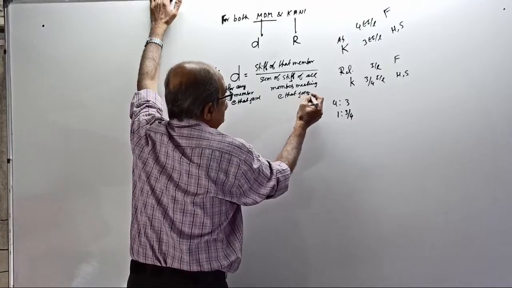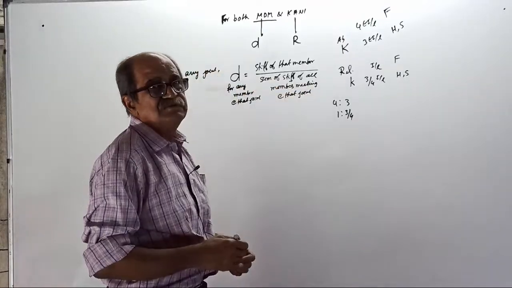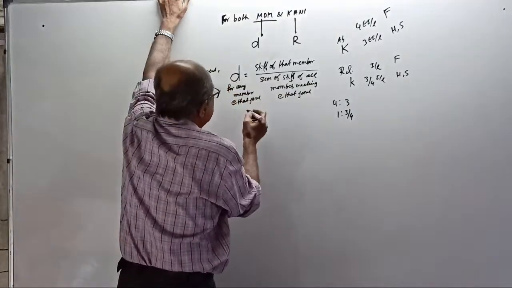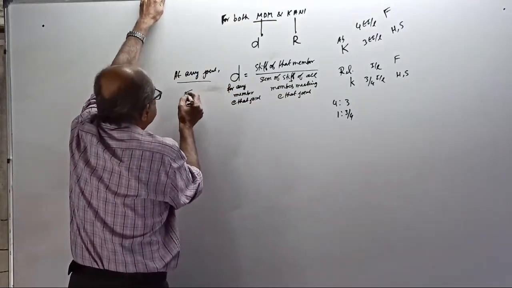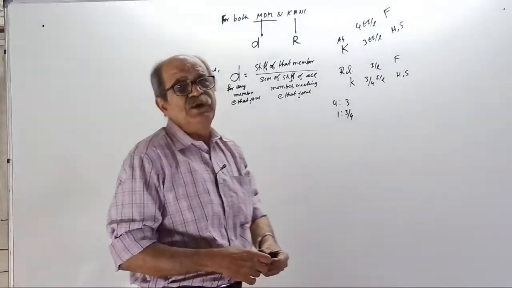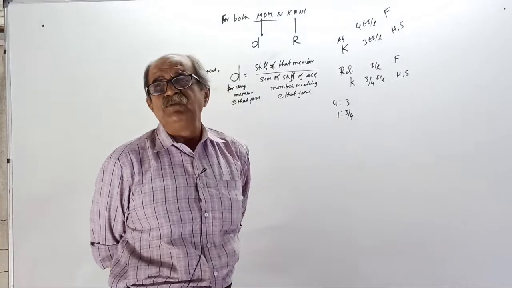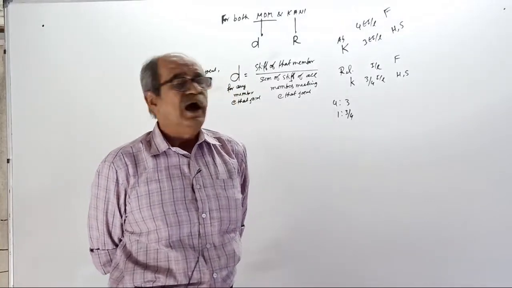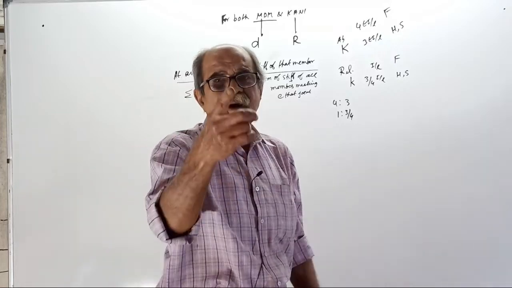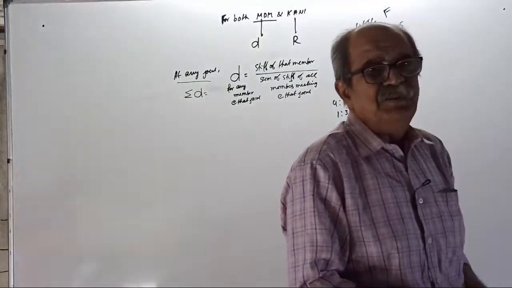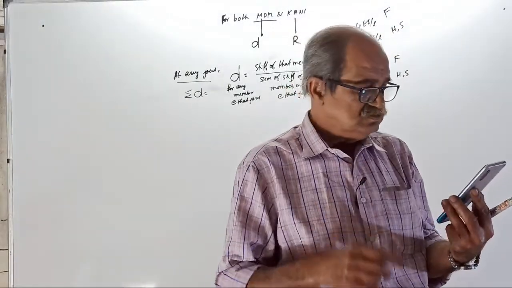Over. This is for distribution factor. Okay. Now, just make a note. At any joint, sigma D is always equal to what? Tell me. Suppose two members are there. One of them, if you get 1/4, the other you get 3/4. If one is 2/5, the other you get 3/5. Tell me, the sum of distribution factors at any joint. Sum of distribution factor is always equal to.